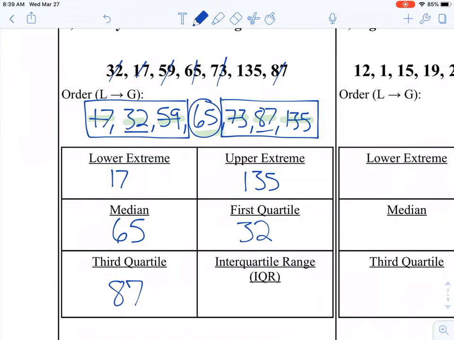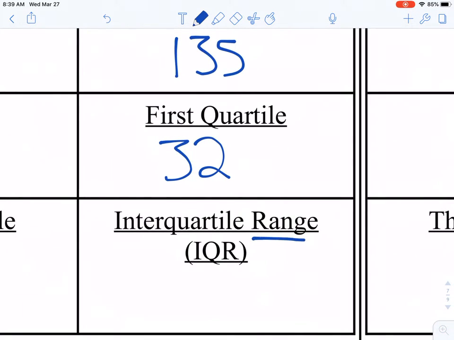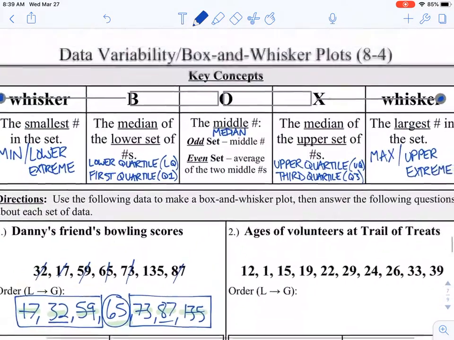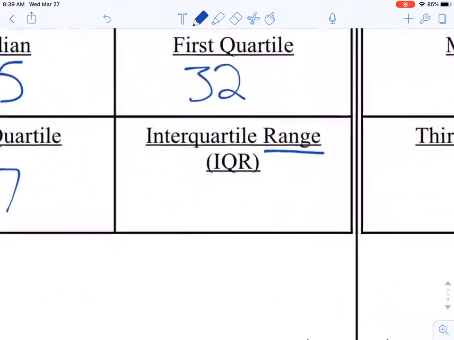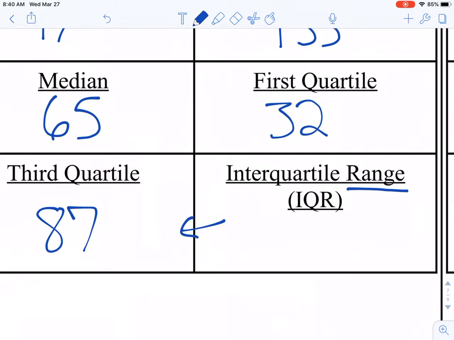Now our interquartile range is a range, so it's going to be the bigger number minus the smaller number. And when it says interquartile, what it's referring to, using this ugly box and whisker up here, is just the box part. That's the inner quartiles, and the exterior quartiles would be the whiskers. So interquartile range means we take the third quartile and subtract the first quartile. So it'd be 87 minus 32, and I don't have a calculator on me, but I think that is 55.